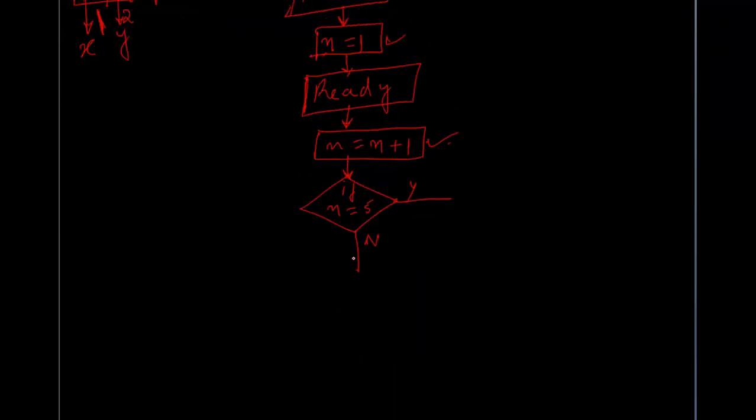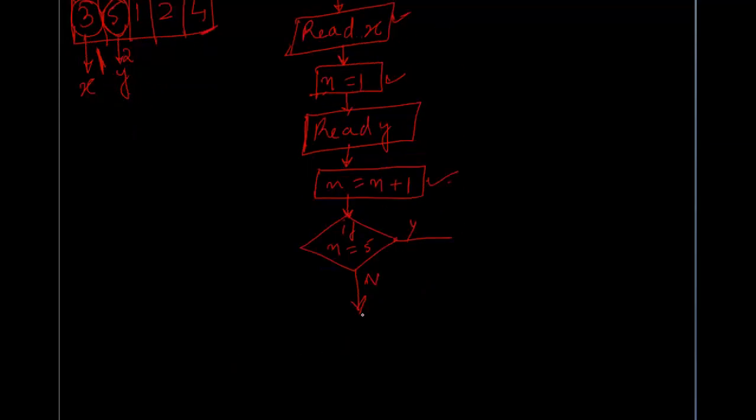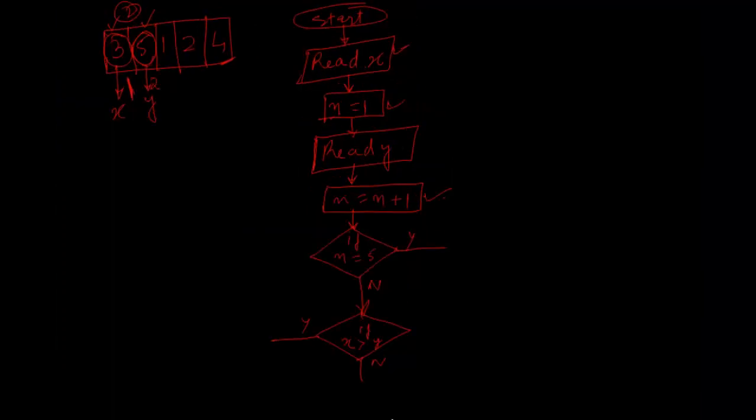If it is no, I have to check whether this x is greater or this y is greater, because I have scanned two numbers, this x and this y. n is not equal to 5 now. n is only 2, 1 and 2. Now I am supposed to check if x is greater than y. There are two conditions, yes and no. If it is greater than y, it is yes.